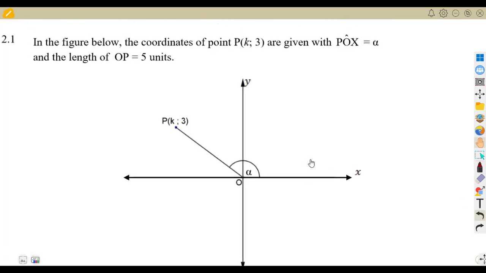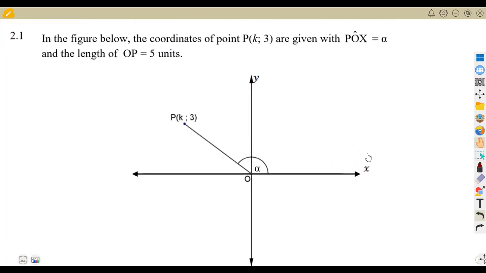All right, so on question number 2.1, in the figure below, we are given the coordinates of the point P. The point P is given as (K, 3). We are also given angle POX, which is given as alpha. This is the angle that we're given, that is POX, the whole angle here, given as alpha.